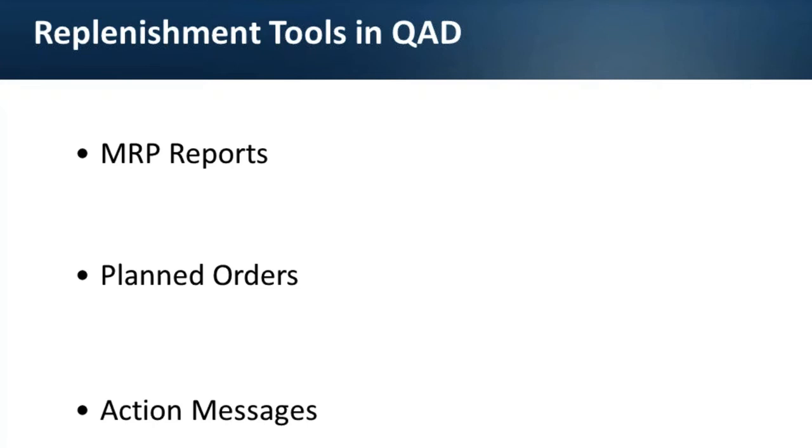This information we can receive from QAD in the form of summarized and detailed MRP reports, planned orders created as a result of MRP calculations to balance supply with demand, and action messages that notify you when a PO needs to be created, expedited, de-expedited, or cancelled.